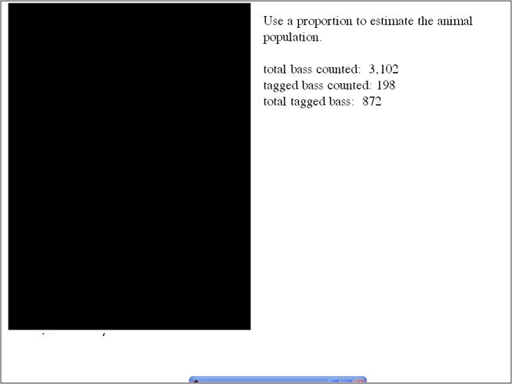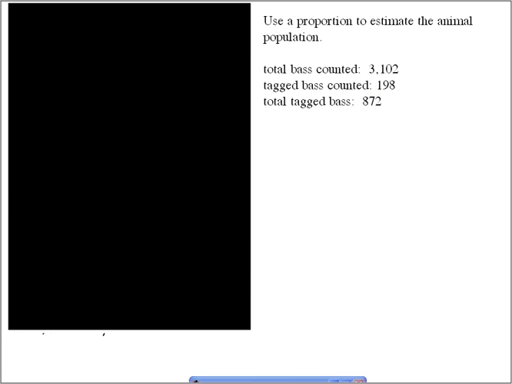So just as another example, just to make sure it's clear, we can use a proportion to estimate an animal population if we have bass. The total number of bass counted is 3,102, and the tagged bass count is 198. The total amount of tagged bass that we did altogether is 872. So if you're an environmentalist going around trying to count this, you take 872 bass and you tag them, and then a few months later, you come back, you count them up, and you capture 3,102, and out of those, 198 are tagged.